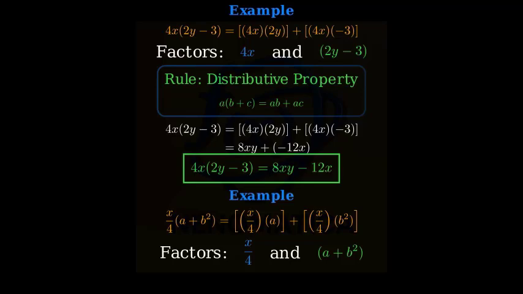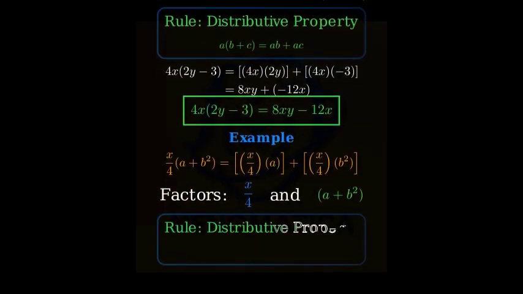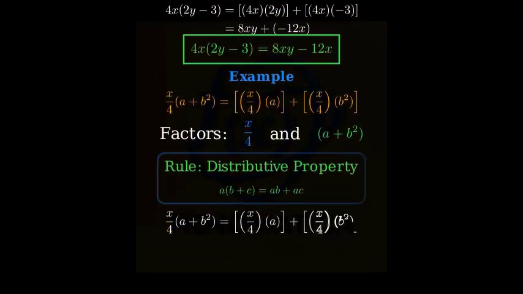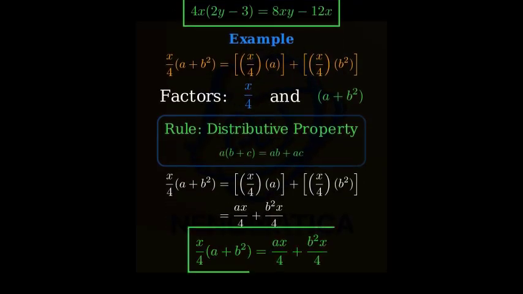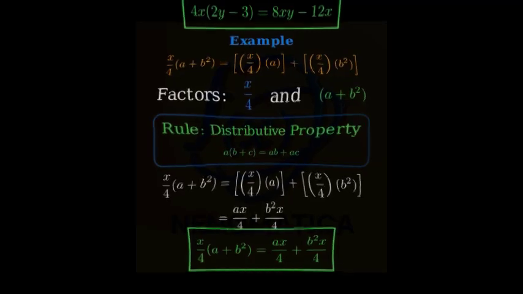First, we multiply x over 4 by a, which gives us ax over 4. Then, we multiply x over 4 by b squared, which gives us b squared x over 4. This is our final result. We have ax over 4 plus b squared x over 4. We could factor out 1 over 4 if needed, but the expression is already simplified as is. Let's summarize what we've learned.